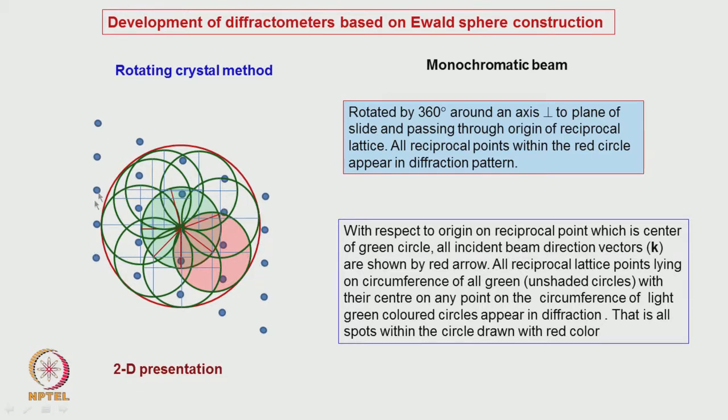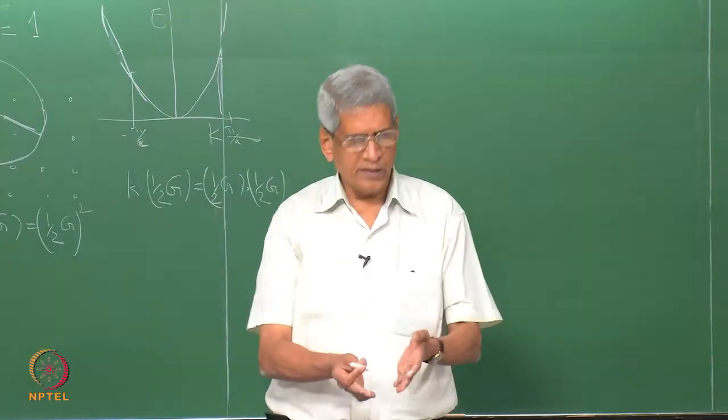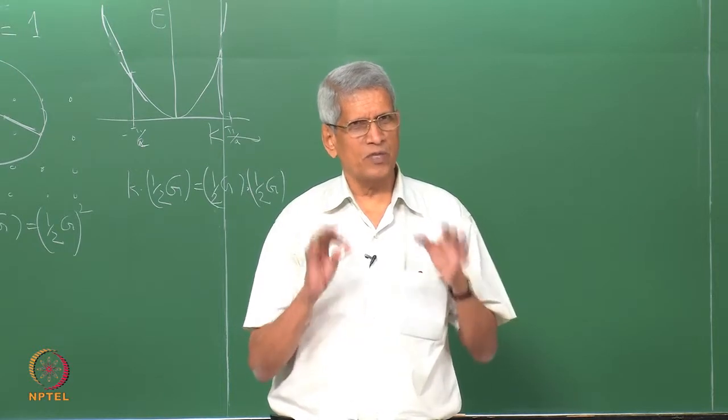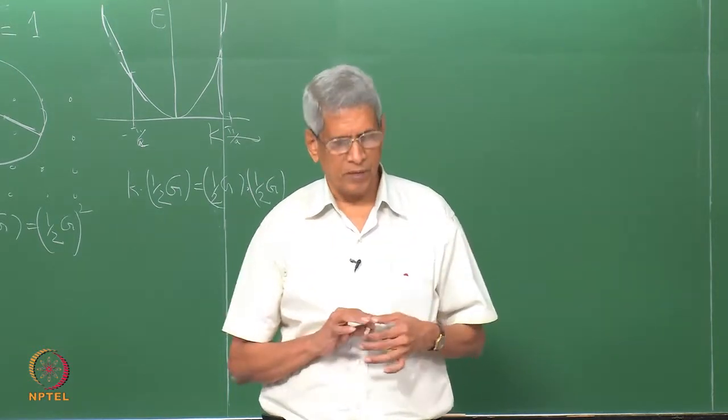Now you see that around this red circle, all the reciprocal lattice points will give rise to a diffraction spot. This is a geometric construction which shows which reciprocal lattice spots are going to appear in the diffraction pattern. Okay.